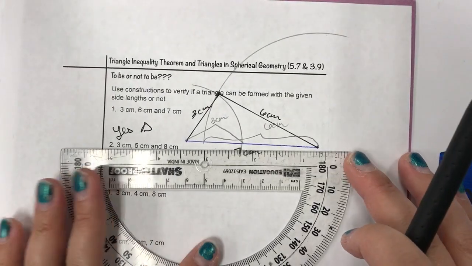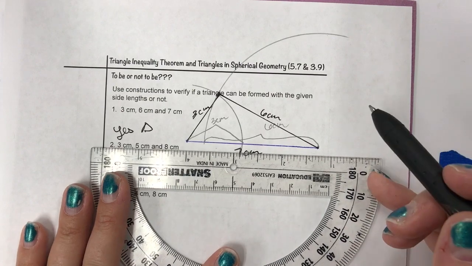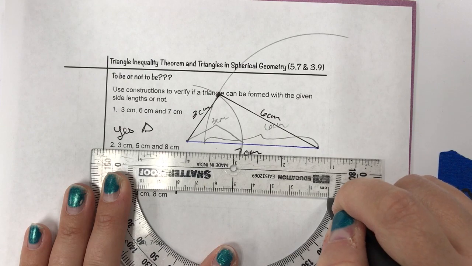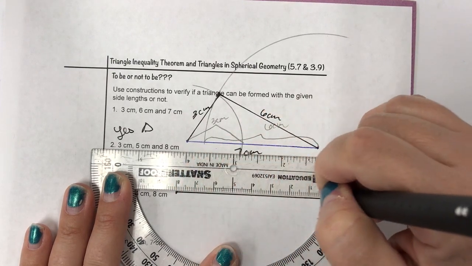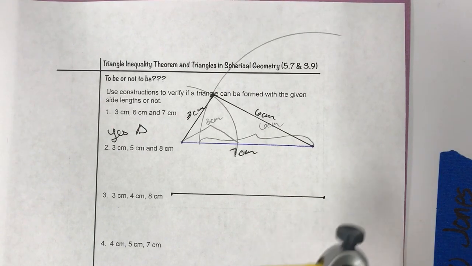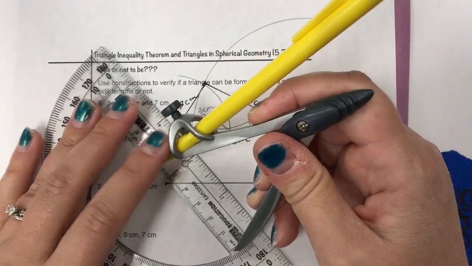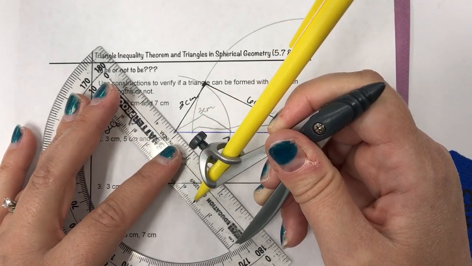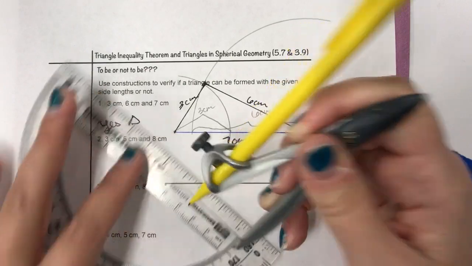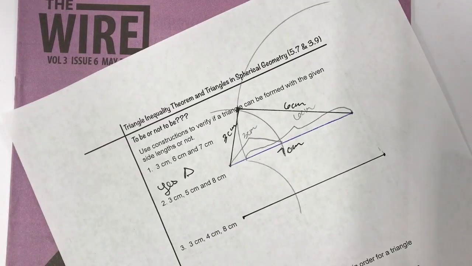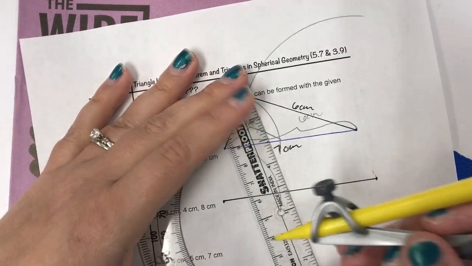So again, let's start with the longest measurement of 8. And know that our measurement skills are not always the best, and so you may or may not get the same exact result that I get. So I've got 3 centimeters and 5 centimeters.